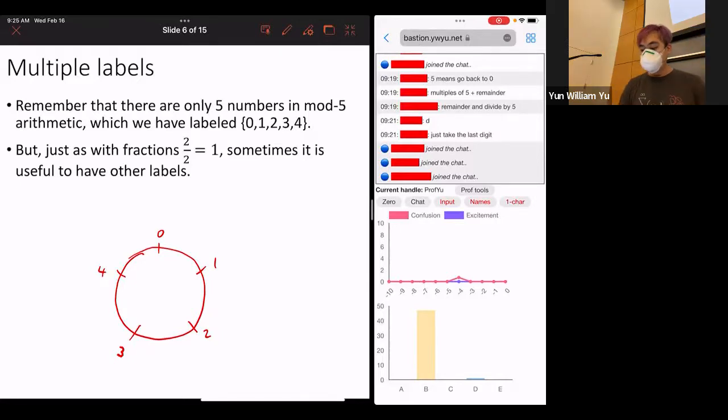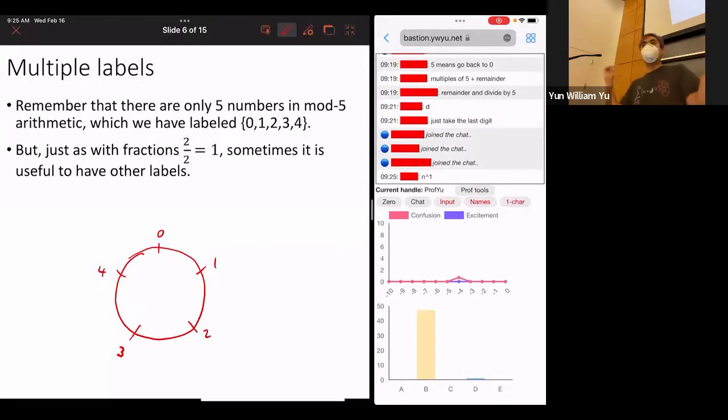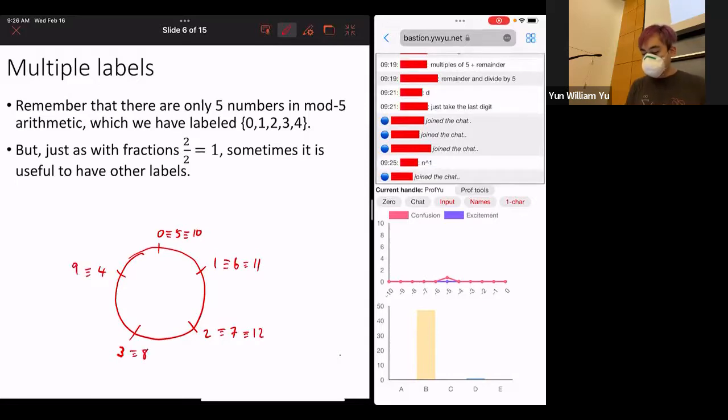But what's another label for the number 0 in mod 5 arithmetic? We've been using this consistently. So what is equivalent to 0 steps? Yes, 5 steps, right? That's the whole point of mod 5 arithmetic. So we might say that we could also label this 5. If you want to, you could also label it 10. And somehow these are all equivalent labels. So that's also 7, also equivalent to 12, equivalent to 8, equivalent to 9, and so on.